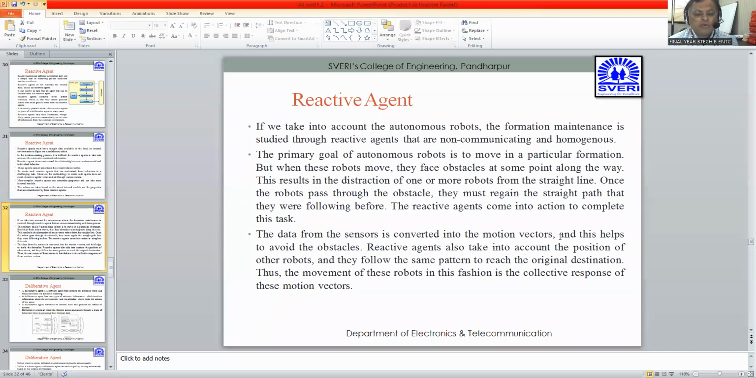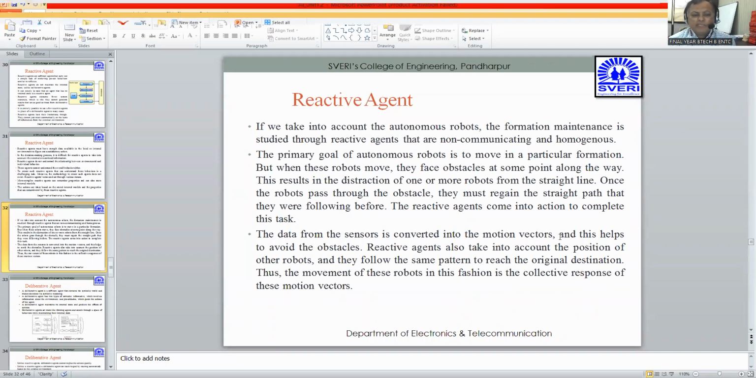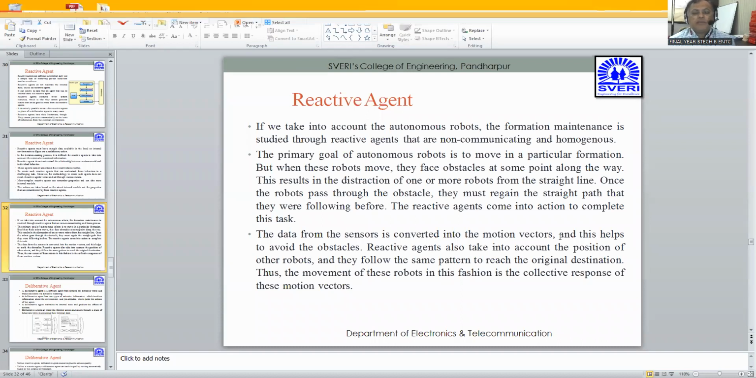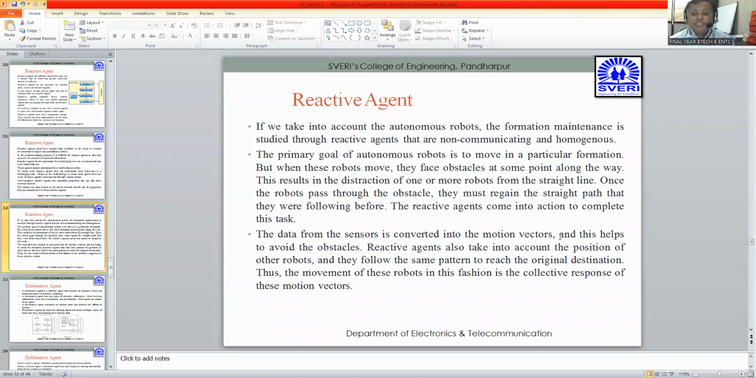The primary goal of an autonomous robot is to move in a particular formation. But when these robots move, they face obstacles at some point along the way. Obviously there are some obstacles. You might have attended some robotic competitions where there are obstacles and you have to cross them, changing the robot's path and so on. Similarly, robots with reactive agents will at some point face these kinds of obstacles. This results in distraction of one or more robots from the straight line. If they are going in a straight line, obviously as soon as the obstacle comes, they get distracted.